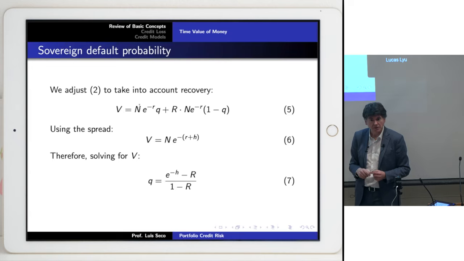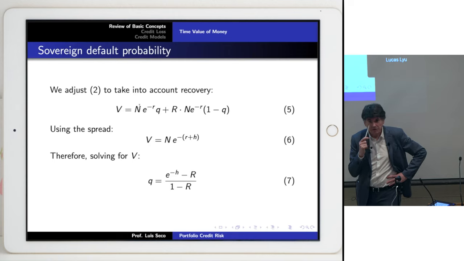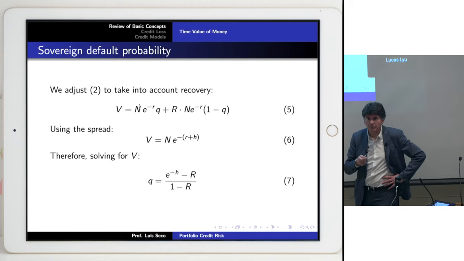But isn't that incredible? We have a relationship between something we observe every day, which is the interest rate countries pay, and the probability of default. By the way, same thing for companies.